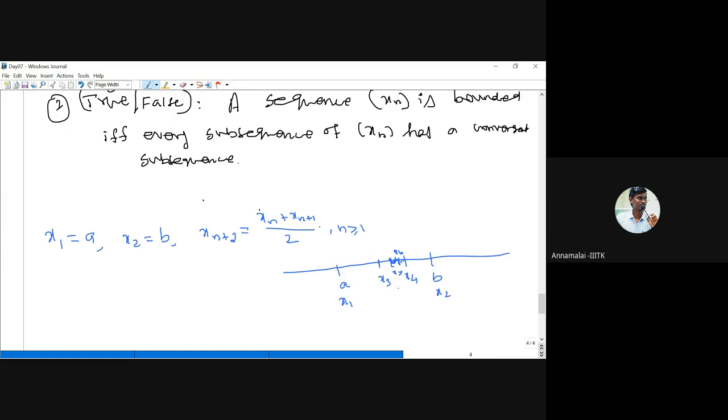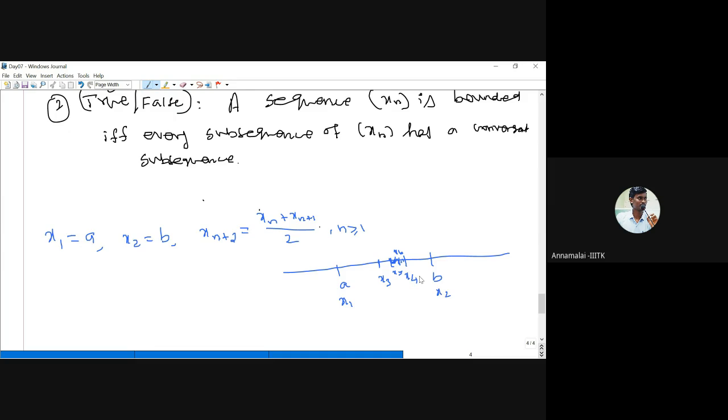So what is the distance? We can find (b minus a) by 2 power n, like that we can find. Anyway, it is a Cauchy sequence. Therefore, it converges because it's a real sequence. Everything is a real number. It's a Cauchy sequence, therefore it converges.